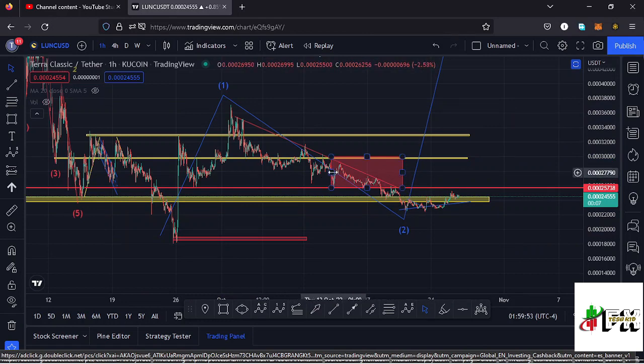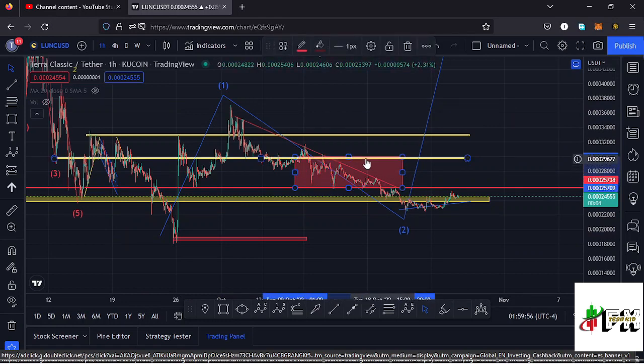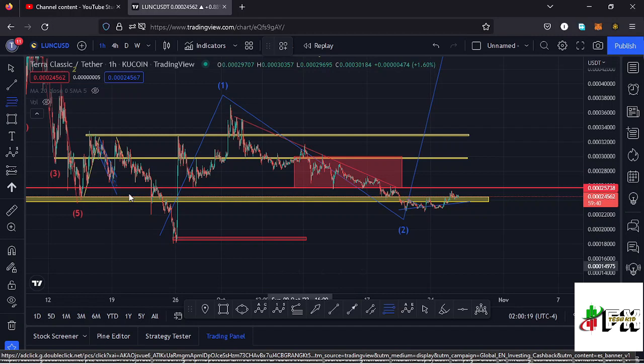And you can see that my target area has been well respected here on the Lunc chart. We even came down to the lower side of the target area, but at some point we managed to break out of the target area to the lower side. We even lost a key area of support at around the $0.00024 mark, and in that movement, after breaking out of the target area that I have drawn out, we can use the Fibonacci levels once more to see whether this wave 2 is still a valid wave 2.